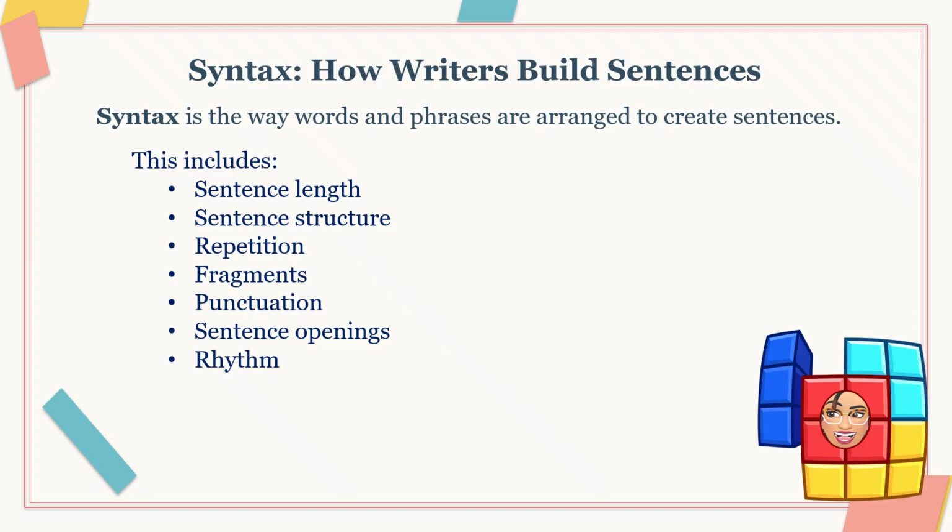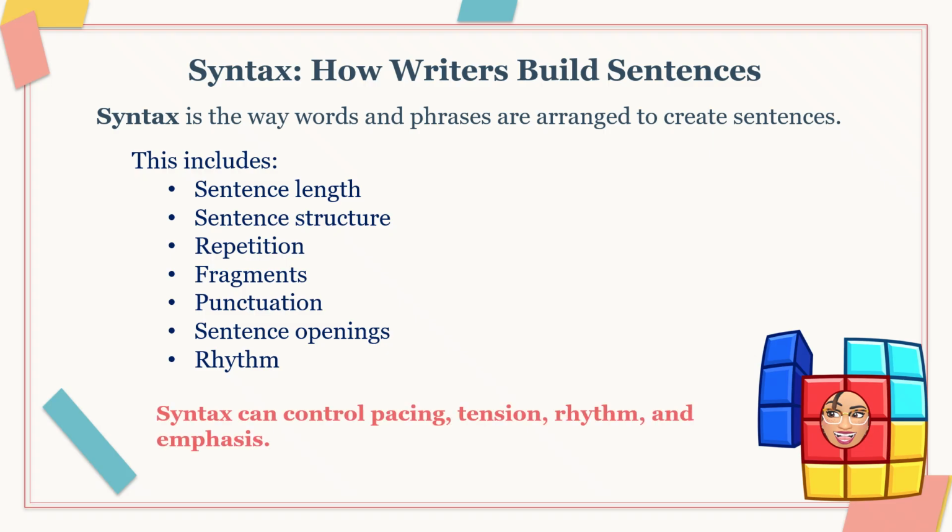Syntax is the way words and phrases are arranged to create sentences. Writers don't always choose sentence structures because they're grammatically correct or grammatically necessary. Sometimes they choose them simply because of how they sound. Some examples of how writers use syntax are in sentence length, sentence structure, repetition, fragments, punctuation, sentence openings, and rhythm. Syntax can control pacing, tension, rhythm, and emphasis.